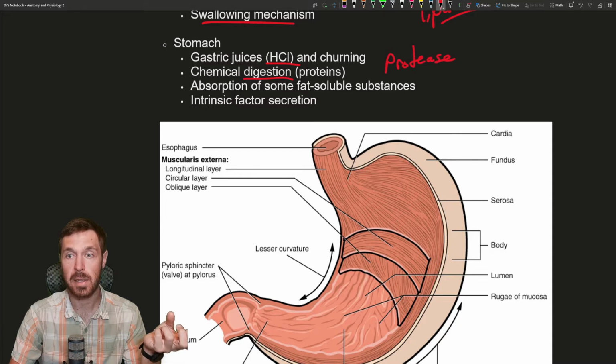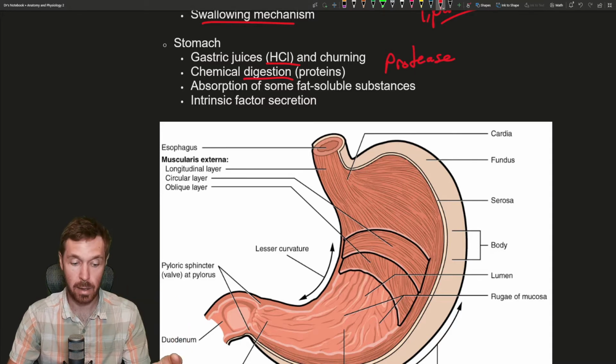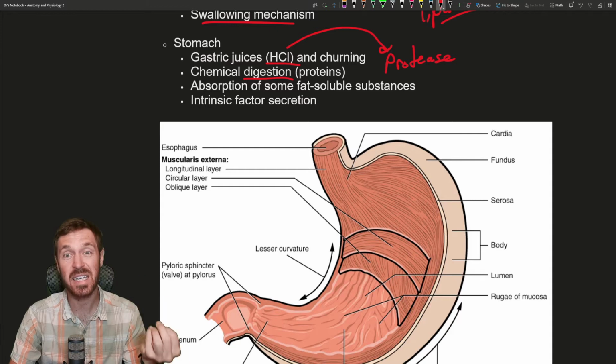The one released by the stomach is pepsin, and that helps break down proteins. HCl can actually help activate that. The acidity of HCl itself can also break down things.